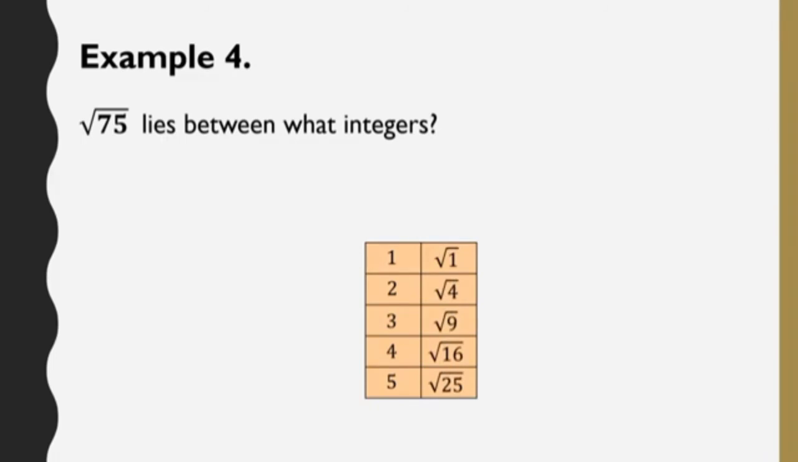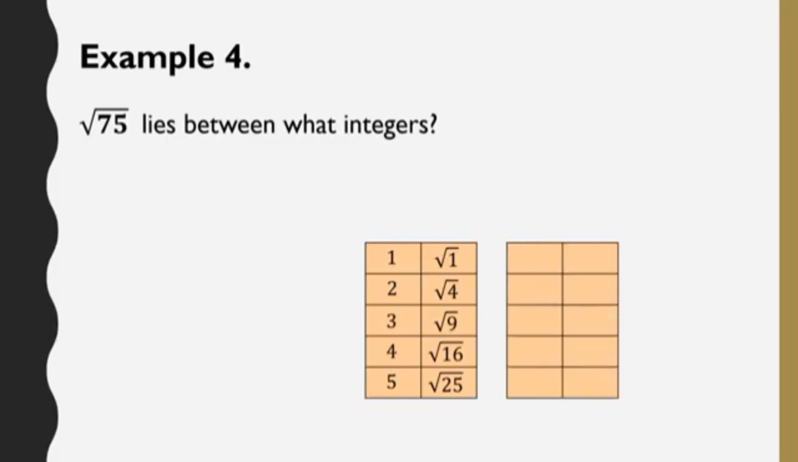Question, may nakita na ba kayong square root of 75? Wala. So itutuloy natin ang column. 6 to 10. Square root of 36, square root of 49, square root of 64, square root of 81, and square root of 100. Saan sa tingin nyo nakalagay o pumagitna ang square root of 75? Tama. Ang square root of 75 ay nasa gitna ng square root of 64 at square root of 81.